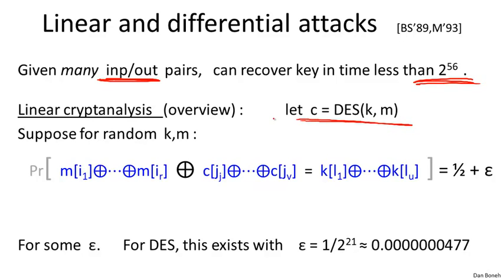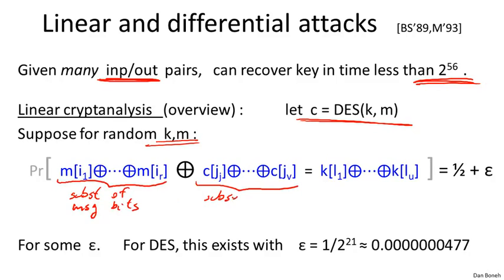And suppose it so happens that if I look at a random key and a random message, somehow there's a dependence between the message, ciphertext, and the key bits. In particular, if I XOR a subset of the message bits with a certain subset of the ciphertext bits, these two the attacker sees. The attacker has the message and the attacker has the ciphertext. And then you compare that to an XOR of a subset of the key bits.